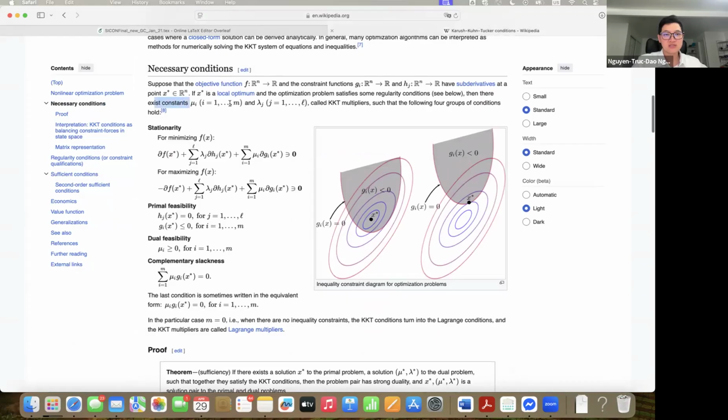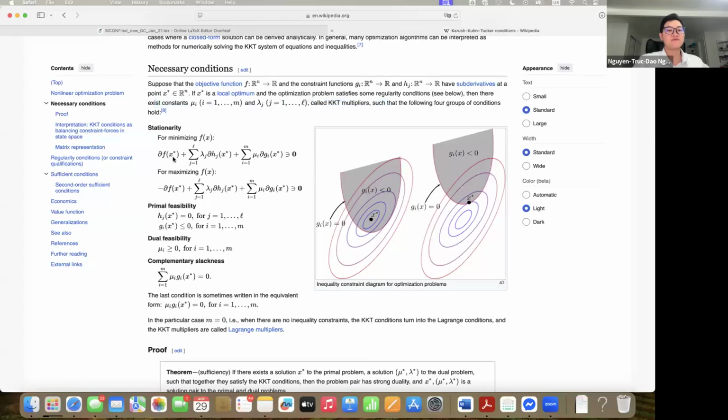Then there exists constants mu and lambda satisfying the following. Zero must belong to the subdifferential of f plus the multipliers times the subdifferentials of the other functions. You can understand that if these are smooth functions, this notation becomes the gradient, okay? But because they write it in the general form where f can be a non-smooth function, h can be a non-smooth function, and g can be a non-smooth function, they use this notation for non-smooth functions.